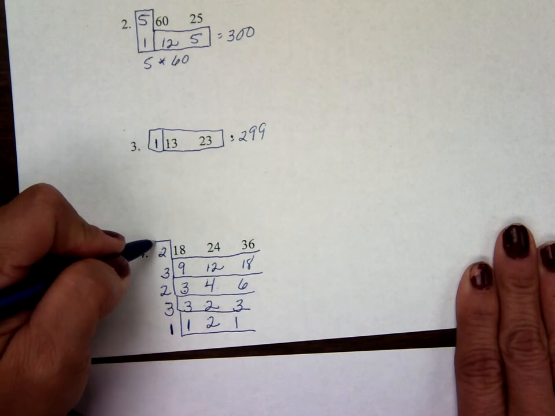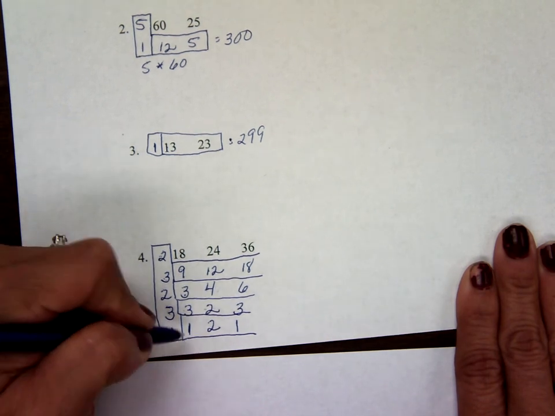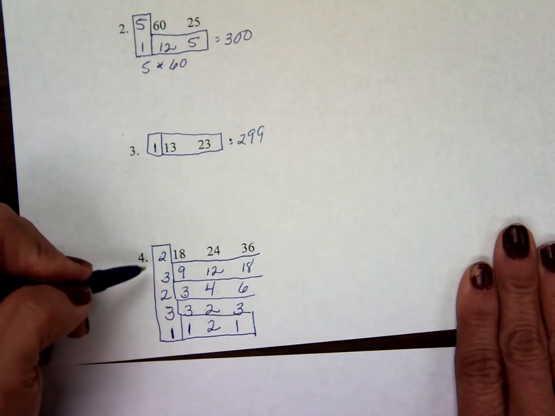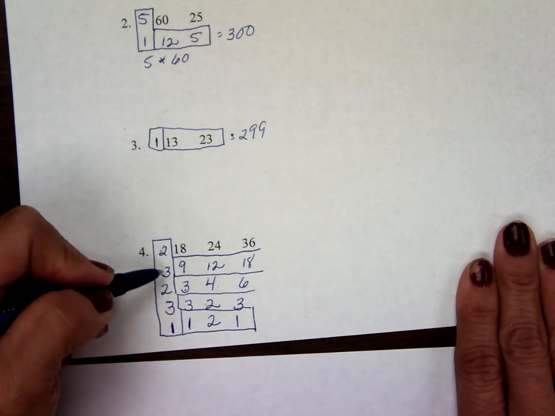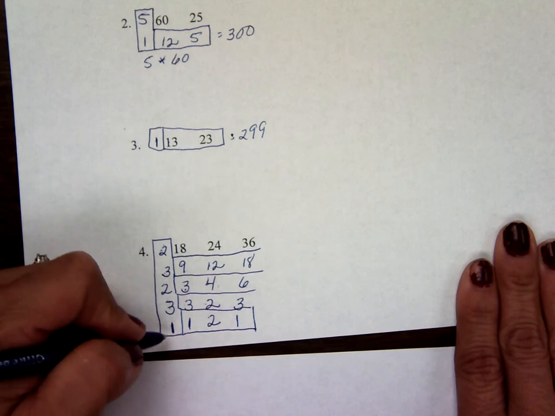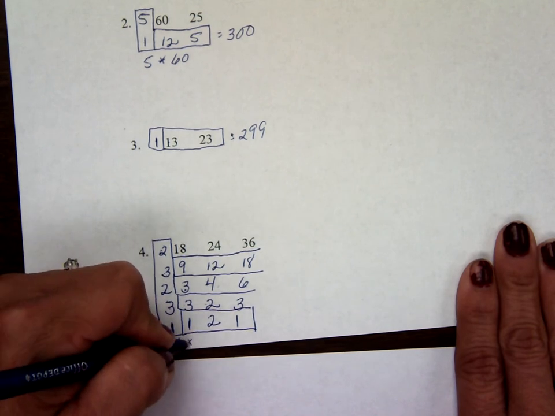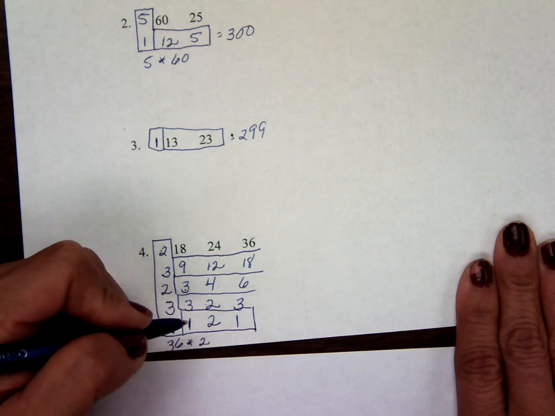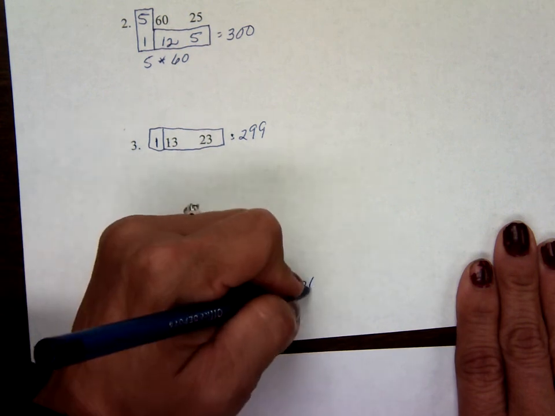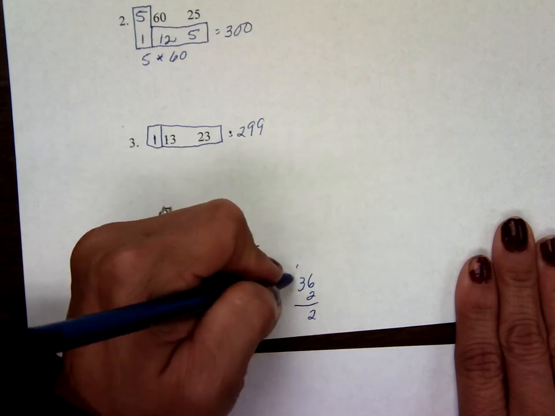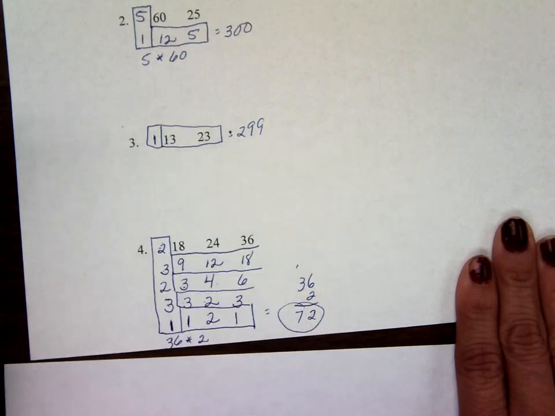Now you make your big L. Right, now you're going to multiply the numbers down. 2 times 3 is 6, times 2 is 12, 12 times 3 is 36, times 1 times 2 times 1 is 2, and 36 times 2 is 72. So your LCM is 72.